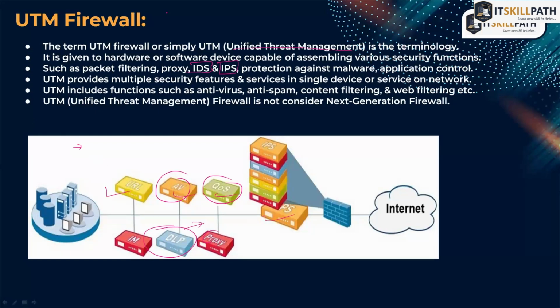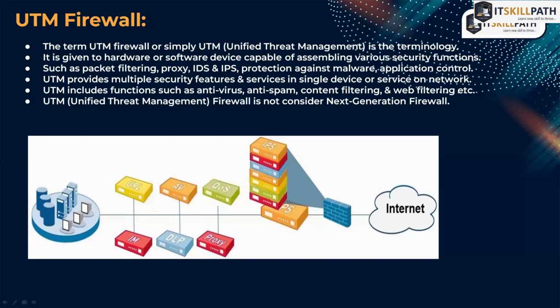That is called UTM. Okay. It has capability for antivirus, anti-spam, content filtering, web filtering, all features in one device. That is called UTM firewall. Okay. Unified threat management, like FortiGate firewall, Checkpoint firewall. These are the UTM firewalls. Okay. Now they are also called next generation firewalls. They have added some features, but earlier it was called a UTM only.